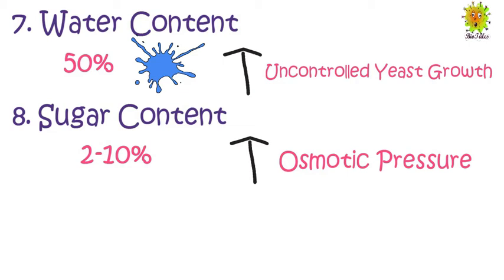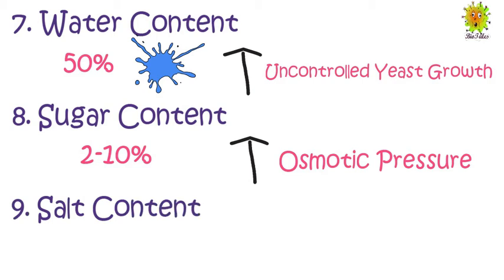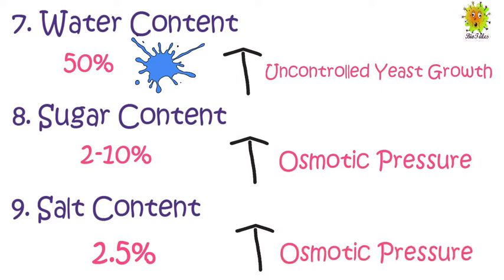Another important factor is salt content. Yeast cells are not able to tolerate more than 2.5% of salt. Higher concentration of salt will create higher osmotic pressure, thus adversely affecting the growth of yeast.